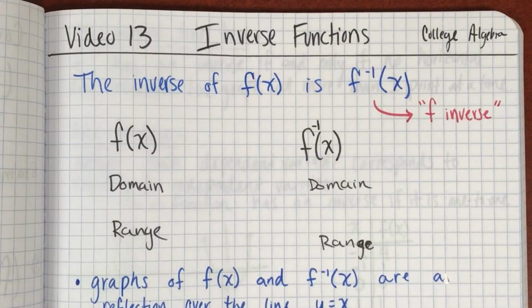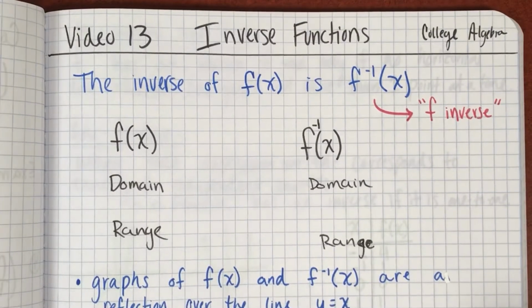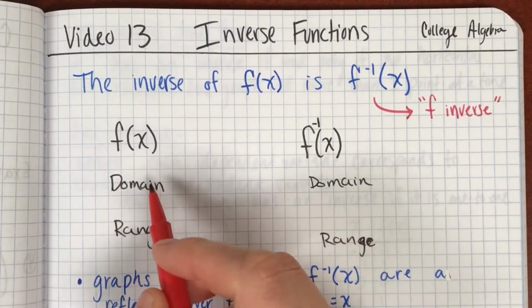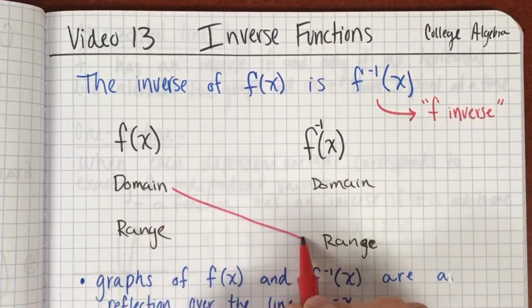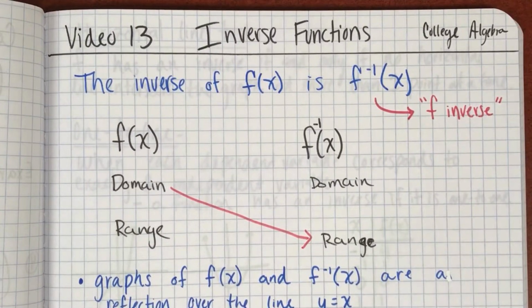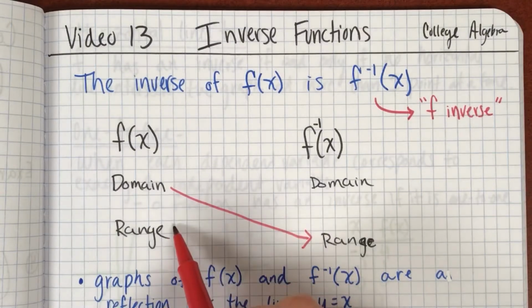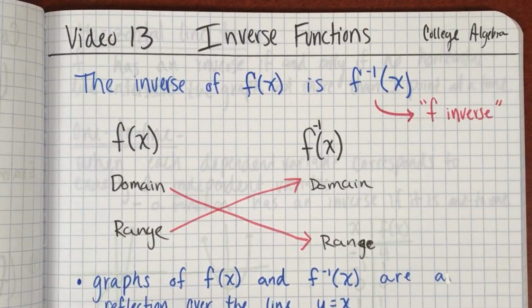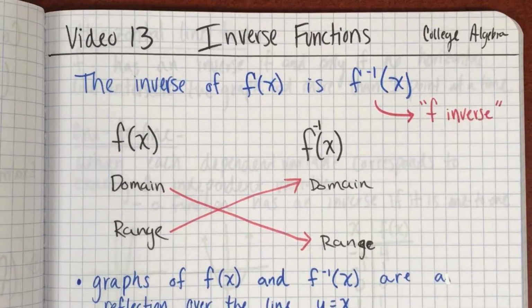All right, and so a couple things about the function and the inverse: the domain of the regular function, just our f function, becomes the range of the inverse. And the range of the function becomes the domain of the inverse. So those just actually flip-flop.